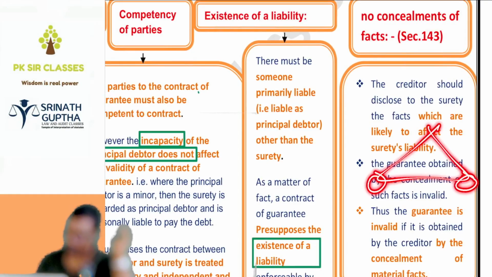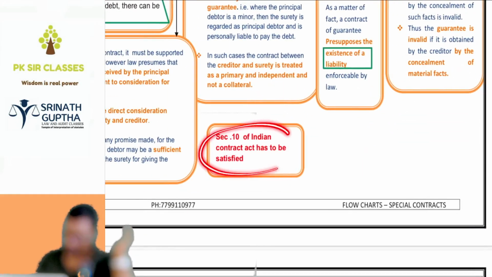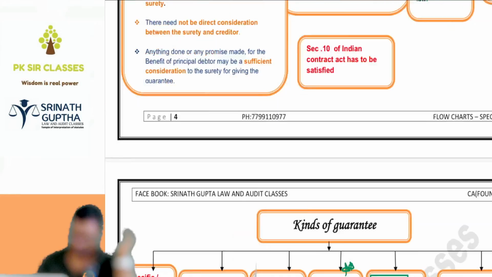Principal debtor and creditor should not hide the material facts from the surety, which will affect the liability of the surety. If it is immaterial, they can hide. Done. And every contract of guarantee has to satisfy Section 10 of the Indian Contract Act.